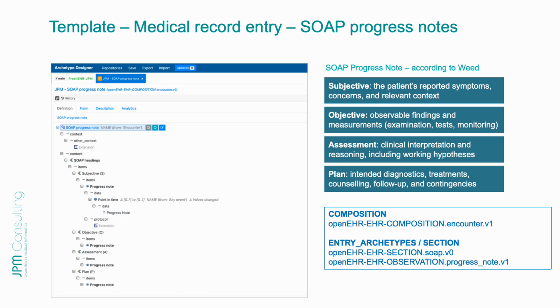We use the encounter composition as the container. Within it, we use the SOAP section to structure the note, and we capture the content with the progress note archetype under each SOAP heading.